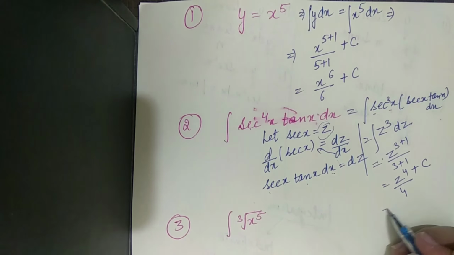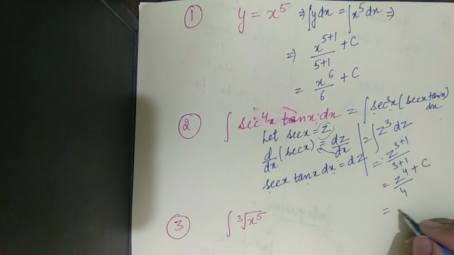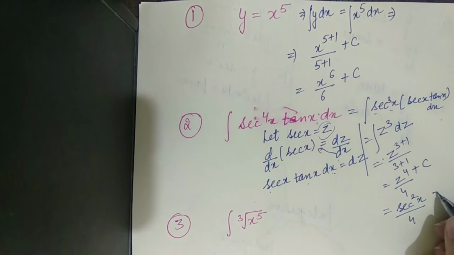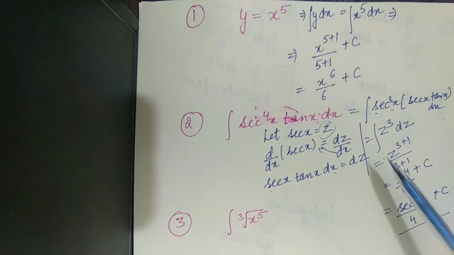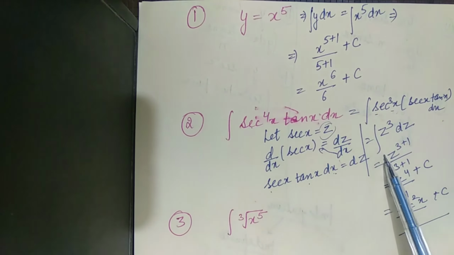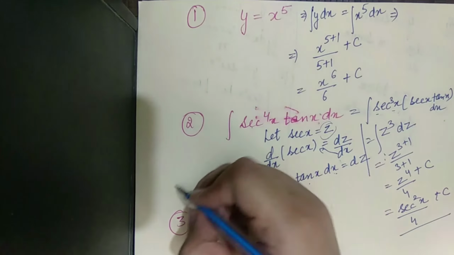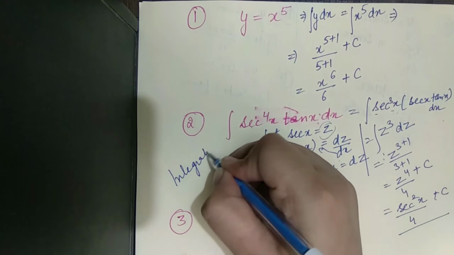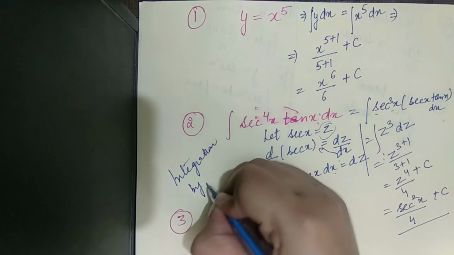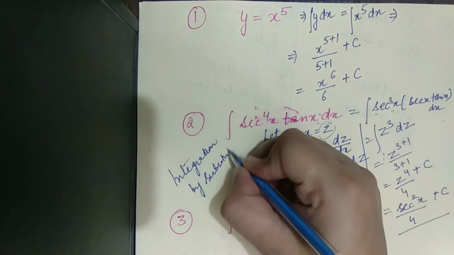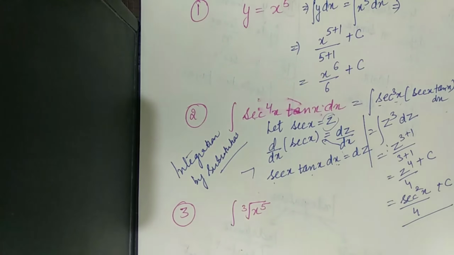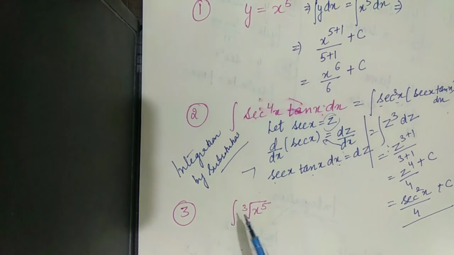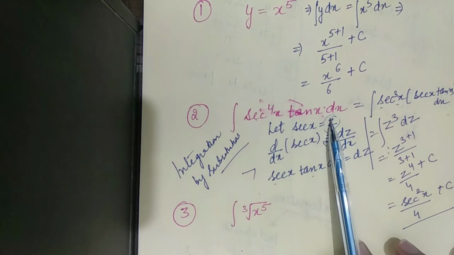So what is z here? What we have put as z is secant x. So the result is secant to the power 4 of x divided by 4 plus c. This method of integration is known as integration by substitution. We have substituted the values and then solved it. But you need to focus on what is given and what kind of integration you can find from them.